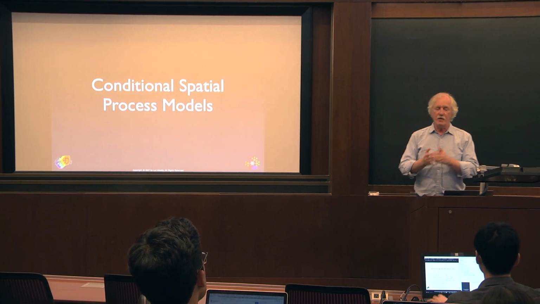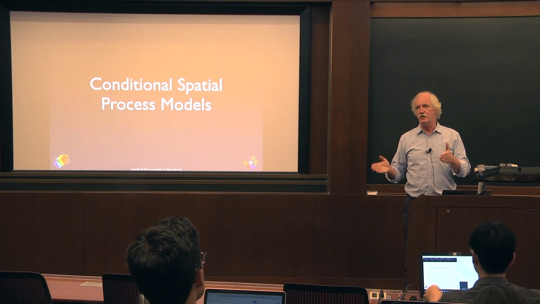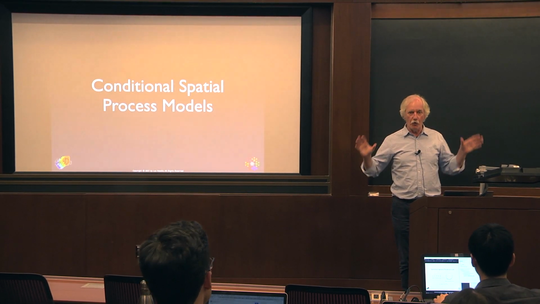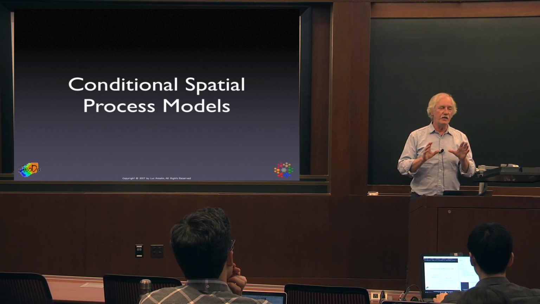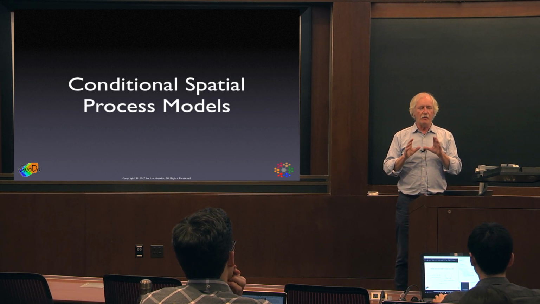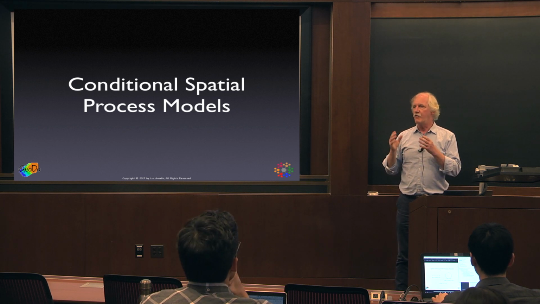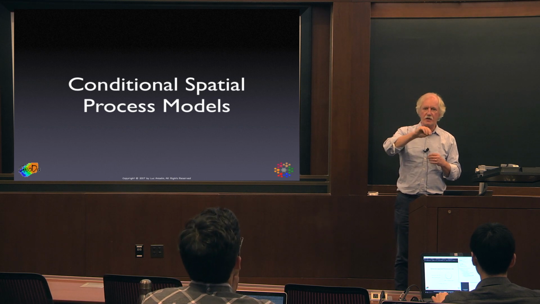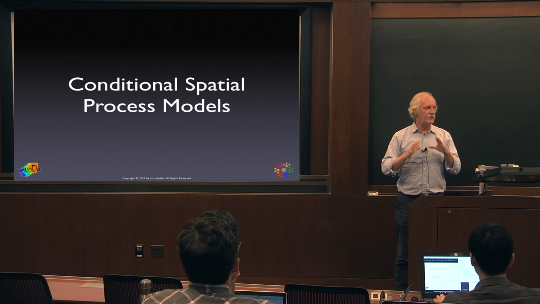Right? And we made a distinction between simultaneous processes and conditional processes. So simultaneous processes are models for the whole full pattern, everything. Conditional processes are best specified in the context of spatial prediction. So you have observations at given locations, and you use those to predict values at locations that you do not observe. That is the classic case.